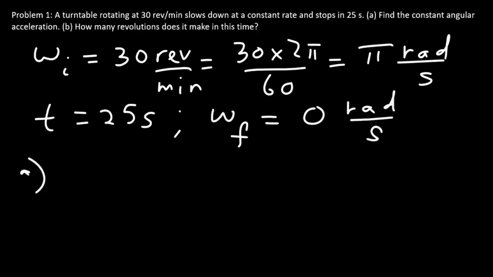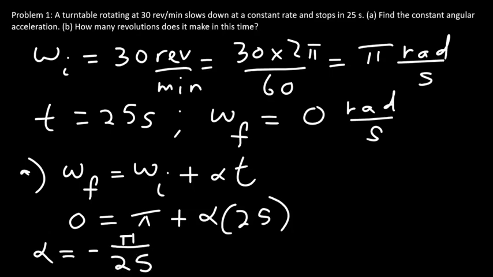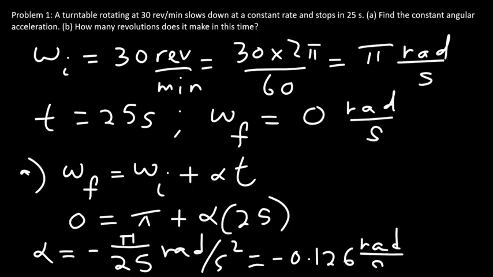The angular acceleration can be determined from the first equation of rotational kinematics, which is the following. So the final angular speed is 0. The initial angular speed is pi. Alpha is what you want to determine in 25 seconds. So 25 seconds is the time it takes to stop. So that means your alpha is minus pi over 25 radian per second squared, which will be minus 0.126 radian per second squared.